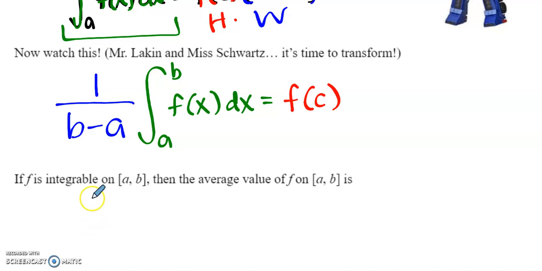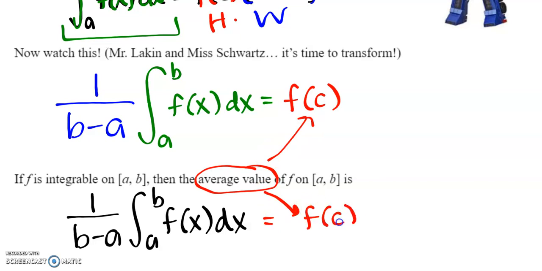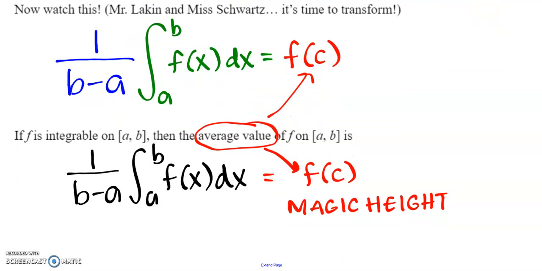So if f is integrable on the closed interval from a to b, then the average value of f is equal to 1 over b minus a, the integral from a to b of f of x dx. So the average value is f of c, which was the magic height of that rectangle. Magic height is the average height of that rectangle, the average value, the average height. When you look at this, hopefully you're saying average makes sense because I'm summing a bunch of stuff and then dividing back by something. Well, how do you find the average in mathematics? You add up a bunch of things and then you divide back by the number of things that you have added.